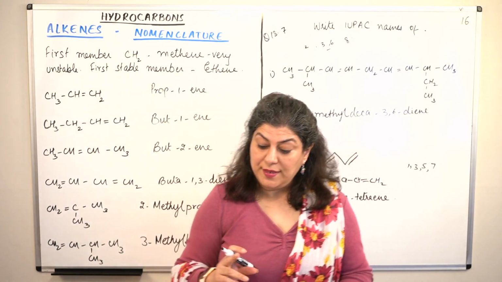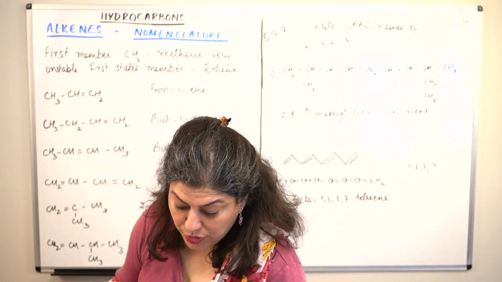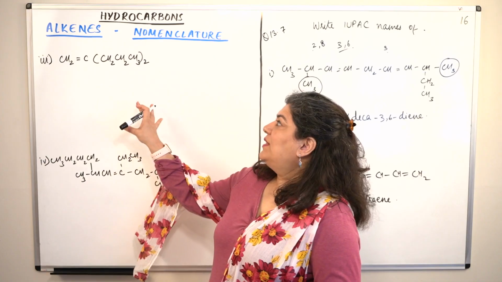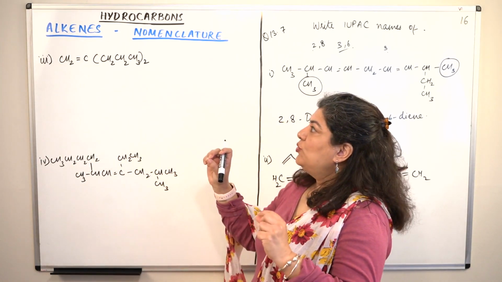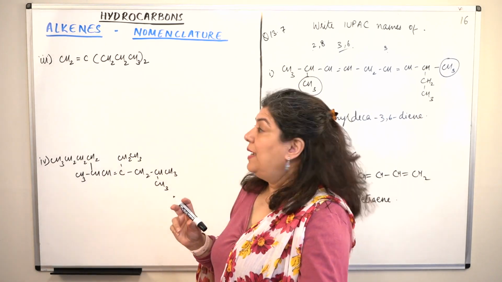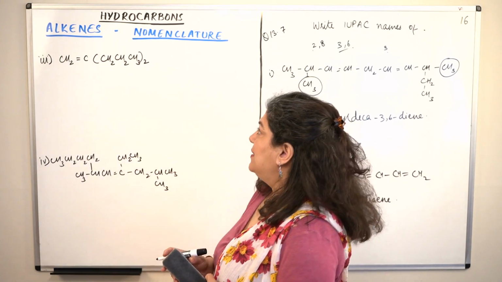Let me now write the other 2 compounds, and we'll do the nomenclature of those 2. Give me a moment. Now this is the third compound that we have to name. Whenever there's a bracket, try to open the bracket. And when you open the bracket and you write down the structure, it becomes easier.